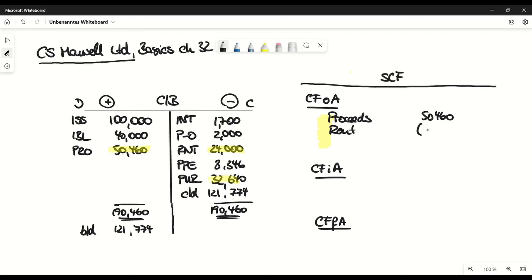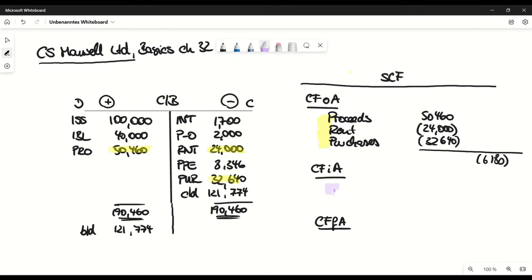The next one is the cash flow from rent, which is a negative cash flow, so we put it in brackets, 24,000. The next cash flow is from the purchases, which is a negative cash flow as well, 32,640.